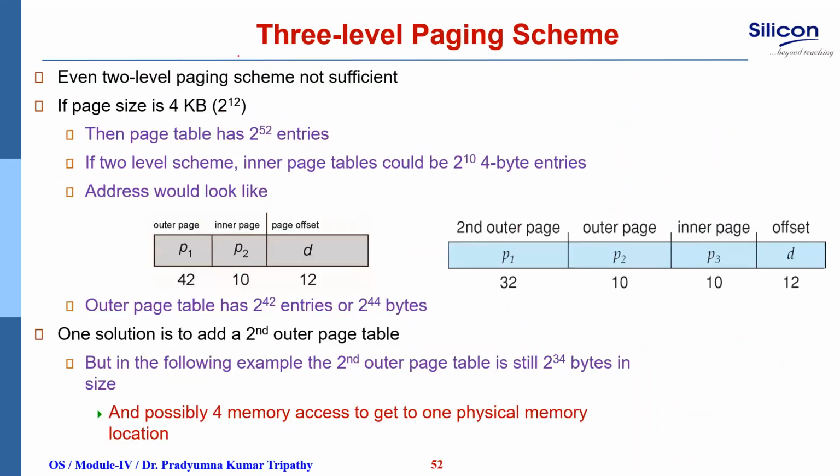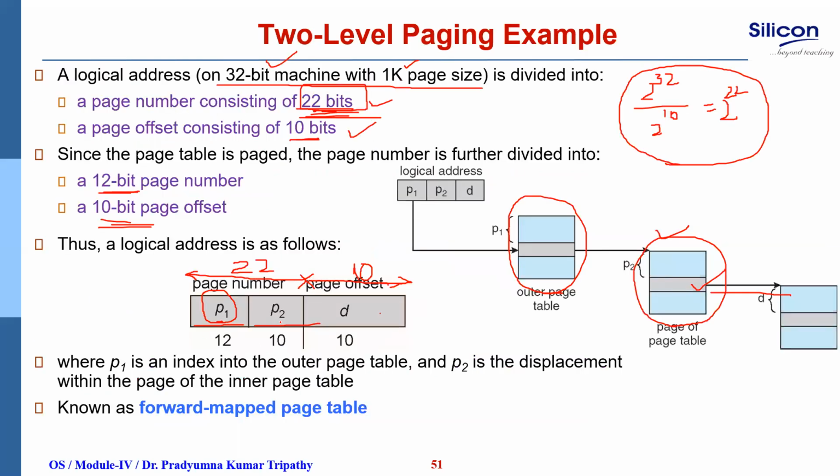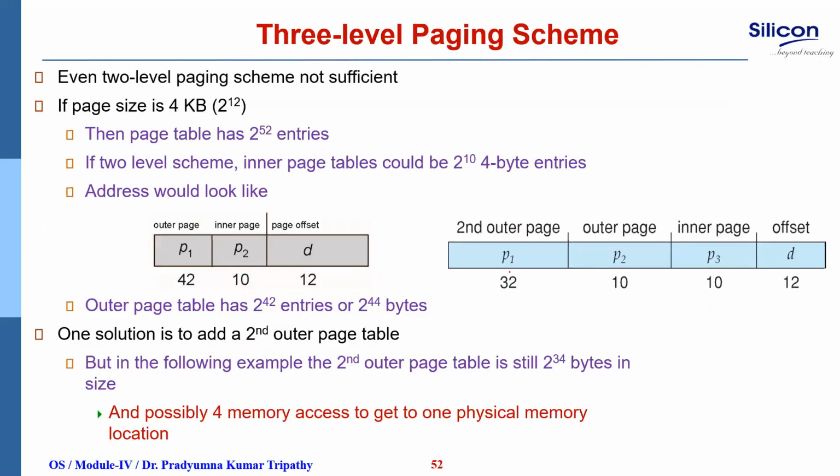Exactly in the same way, we may have 3-level or 4-level. If it's a 2-level paging, we have P1, P2 and displacement. If it is a 3-level paging, again we'll divide it: first into the second level, then into one more level. So first we use P1 to reach P2, then P3, and then the displacement. So we have hierarchical paging or multiple levels of paging. 2 levels may not be sufficient, so we may go for 3 levels or more.